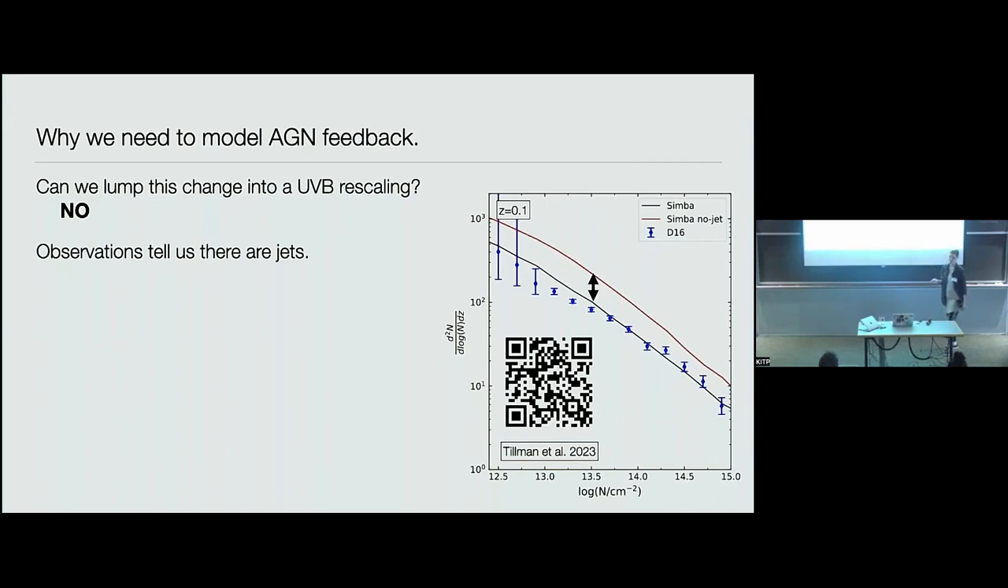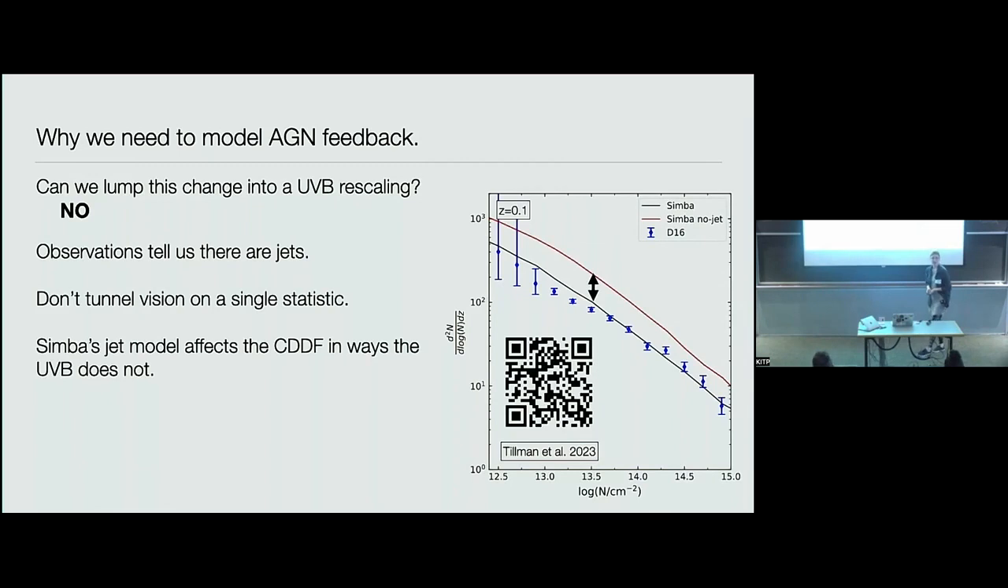So first of all, observations tell us that there are jets. We see them, we should put them in simulations. I know it's expensive and frustrating to model because we don't have good motivation for building these models, but that's why we need to build lots and test. We also need to make sure that we don't tunnel vision on a single statistic. Even if this was correctable by just rescaling the UVB, we have no idea what other statistics we're messing up because we removed this jet feedback. Maybe this affects something else. We have to remember to explore other avenues.